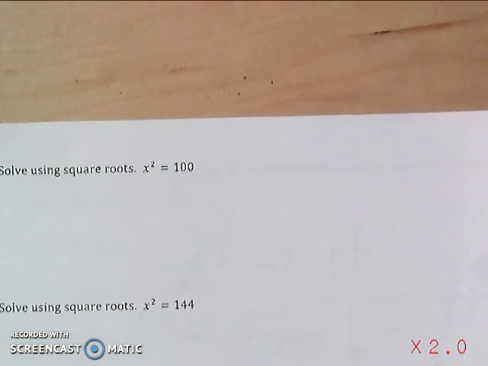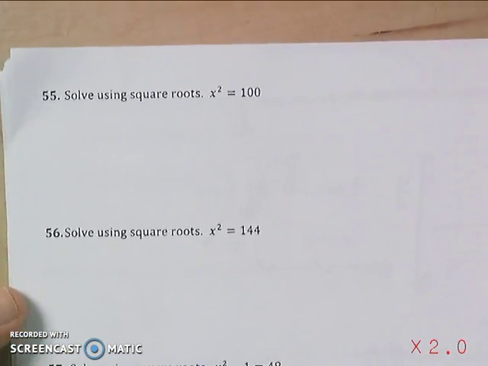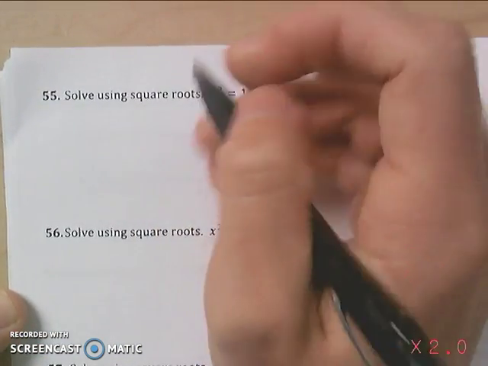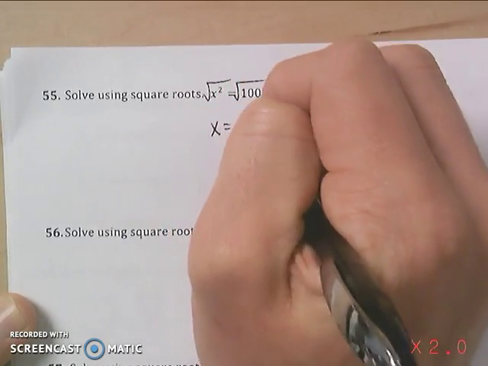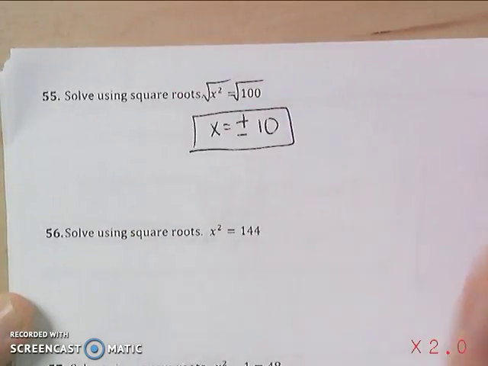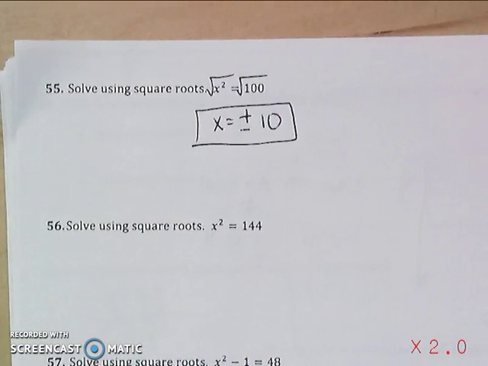Solve using square roots. This one's pretty simple. I just square root both sides, and we get x equals plus or minus 10. Always have to do plus or minus when I'm doing square roots. If you take a look at 56, 57, 58, and 59, you're going to do the same thing. Just get x squared alone.